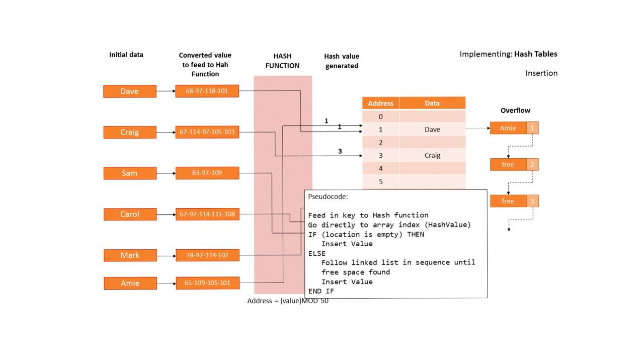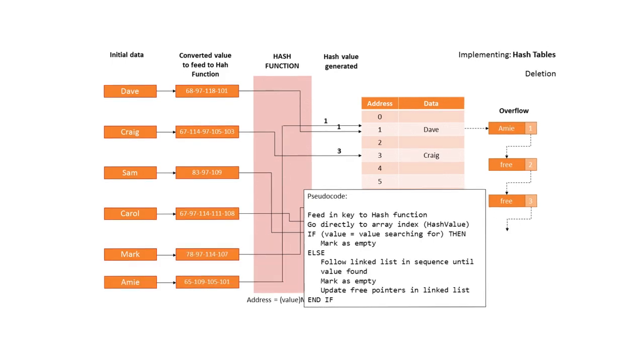Inserting a value into a hash table is very similar. We first feed in the key to the hash function. We then go directly to the array index for the value generated. If the location is empty, we simply insert the value. If this statement is false, we follow the linked list in sequence until a free space is found, and then we insert the value.